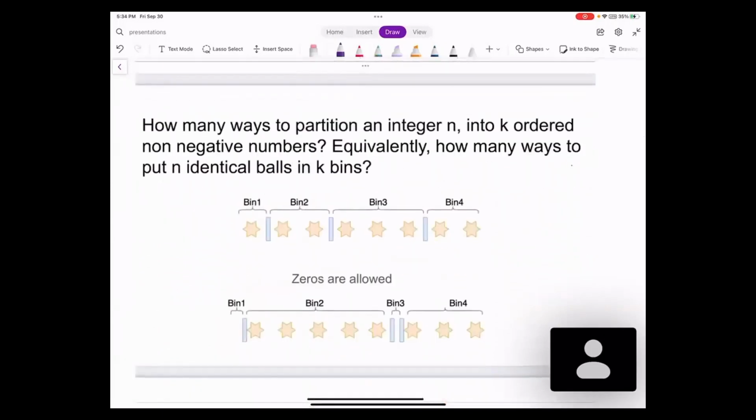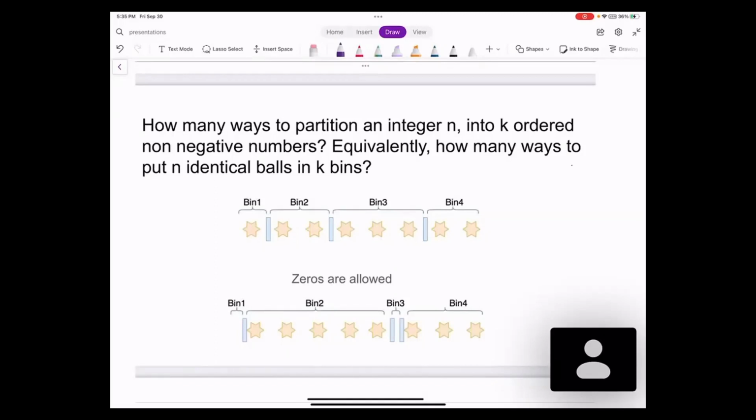Another common problem is if we want to find the ways to partition integer n into k ordered non-negative numbers. This problem can actually be quite hard to solve if we want to do a direct case analysis, because we would have to consider the different cases for the number of balls in the first bin and analyze the remaining bins and balls recursively. So another way that we can think about this is to find the number of ways we can put n identical balls into k bins.